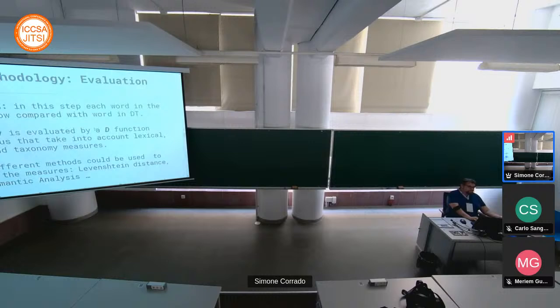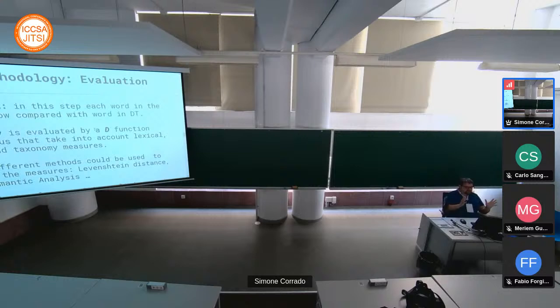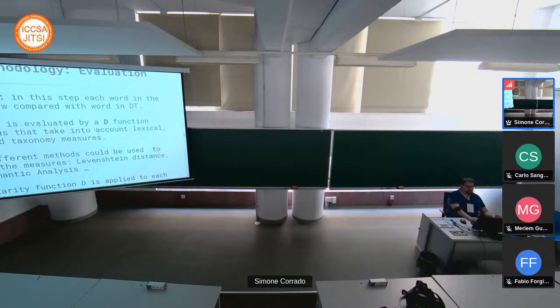The evaluation is the core of our methodology, I think, because in the evaluation step each word in the context window is compared with the words in the domain taxonomy. The accuracy is evaluated by a function we named the D function. The D function is defined by us, and it takes into account many measures, lexical, semantic, and taxonomy, which are the typical measures you can use in NLP. Of course, this is a general methodology, so you can use different methods. We do not focus on only one kind of method, and you can use what you need in your specific case.